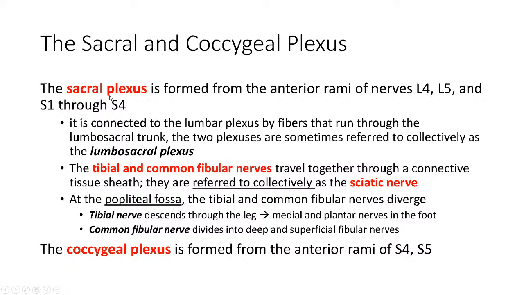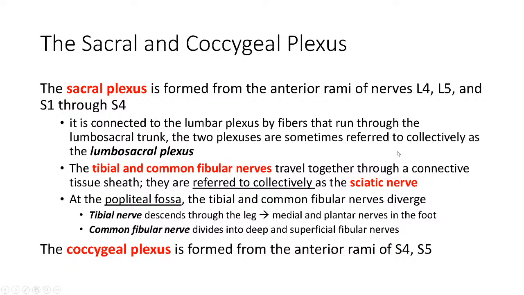Then you have the sacral plexus, which is formed from the anterior rami of nerves L4, L5, S1 through S4. And it's connected to the lumbar plexus by fibers that run through the lumbosacral trunk. The two plexuses are, as we said, sometimes referred to collectively as the lumbosacral plexus.